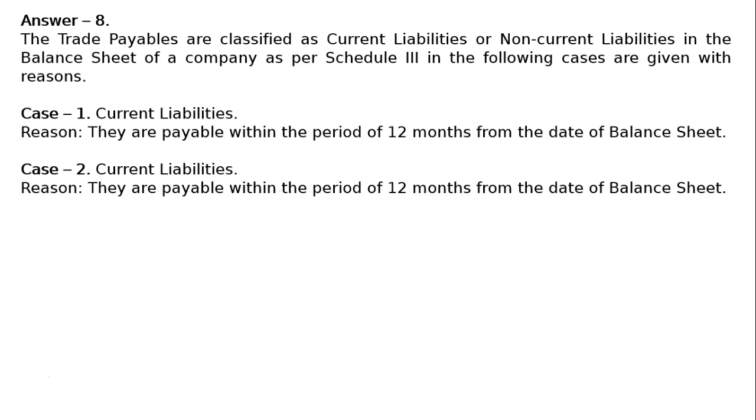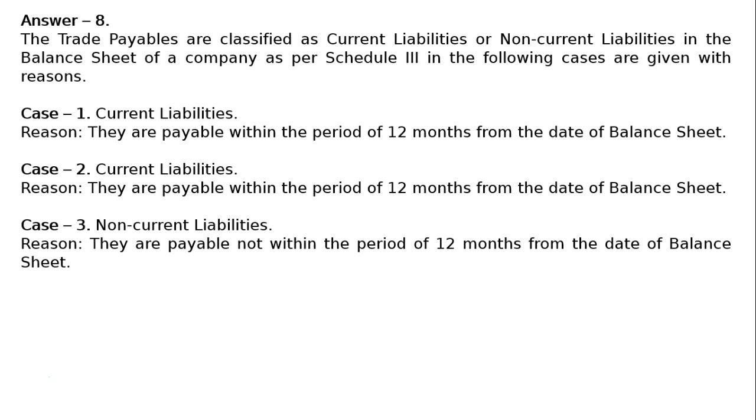Case 3, operating cycle period 10 months and expected payment period 13 months. This is non-current liabilities. Reason: they are not payable within the period of 12 months from the date of the balance sheet. It is payable after 13 months, that means after a year of 12 months.